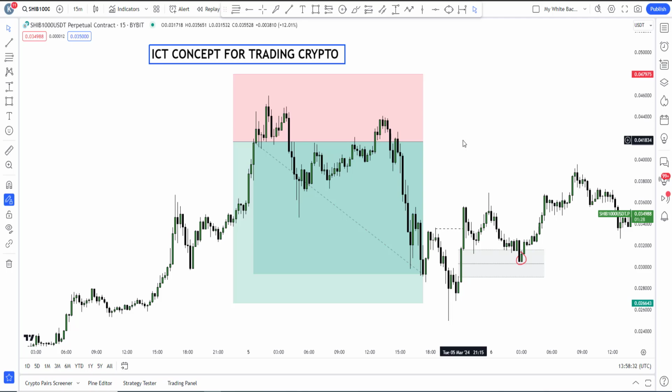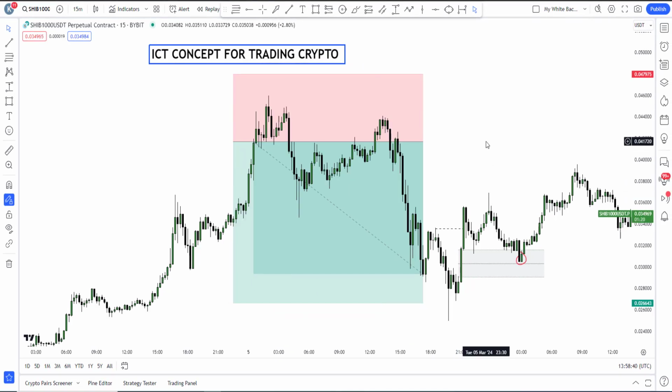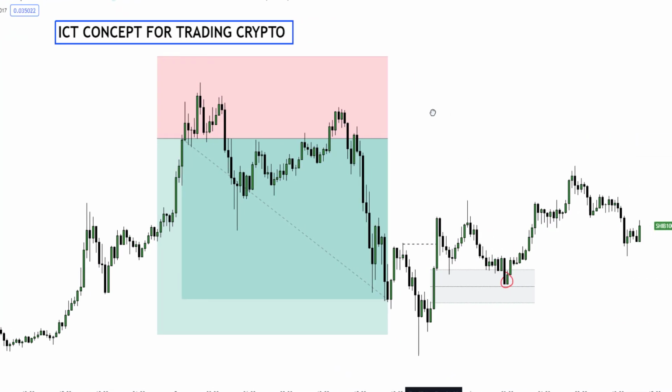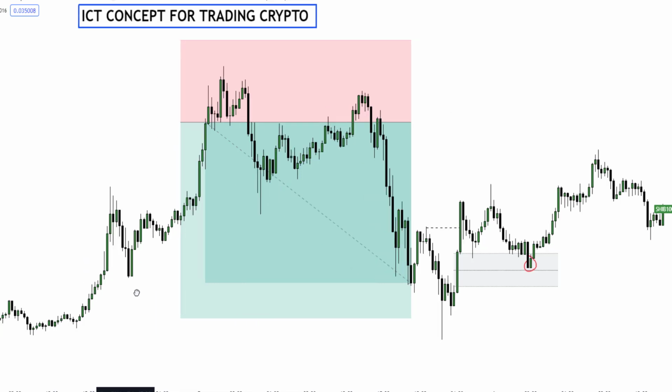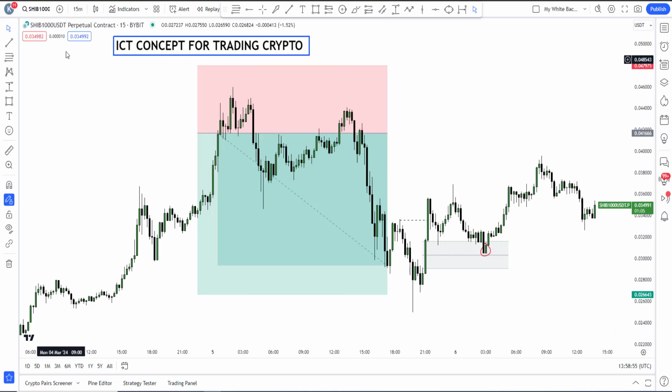All right, I want to show you one of the trades I took right here on SHIB 1000 on Bybit. It's important I tell you the platform. If you are interested in trading cryptos, it's the same thing as other asset classes. You see the price action is almost the same. I trade most of these meme coins, and I use the same ICT concepts I use in trading foreign currencies.